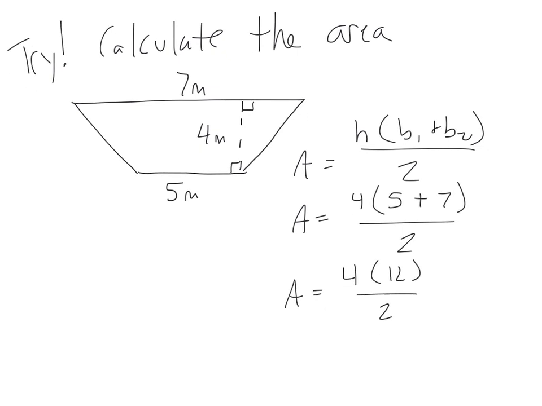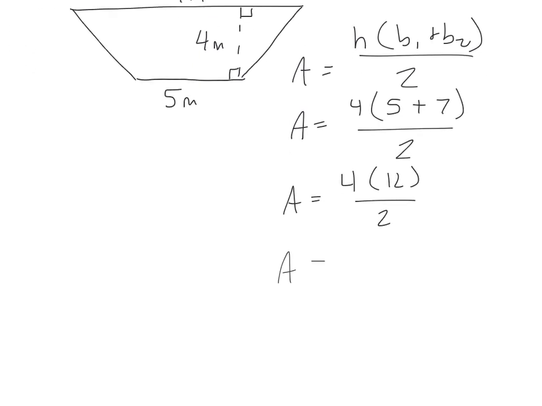We got to divide by 2. And again, keep working on the top. 4 times 12, remember, because number next to parentheses really means multiplication. It's 48 divided by 2. And then lastly, 48 divided by 2, easy. It's 24 meters squared.